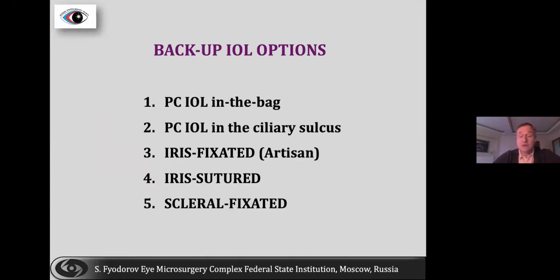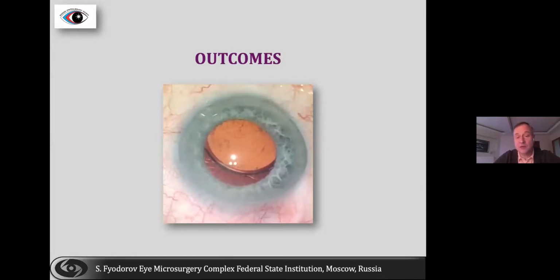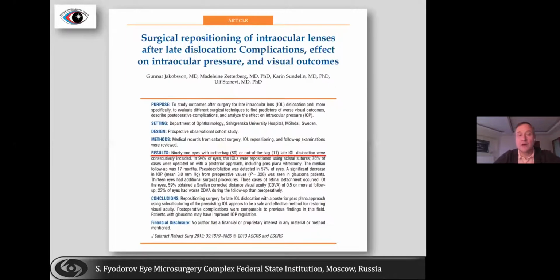So we need to have a backup IOL in every case that we were discussing. We can try to reimplant in the capsular bag. We can try to place the lens in the ciliary sulcus; iris fixated, iris suture, or scleral fixated lenses can be an option. How about outcomes of IOL exchange?